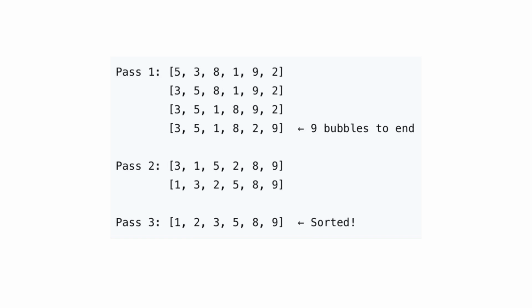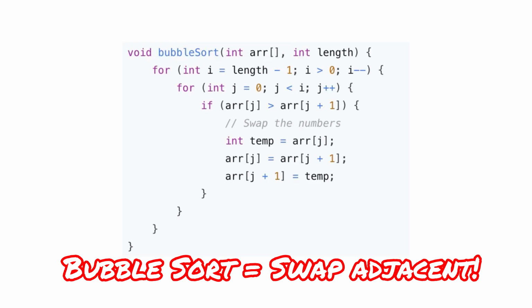One of the most common tasks with arrays is sorting. Let's look at bubble sort. The idea is simple: repeatedly swap adjacent elements if they are in the wrong order. In each pass, the largest element bubbles to the end.